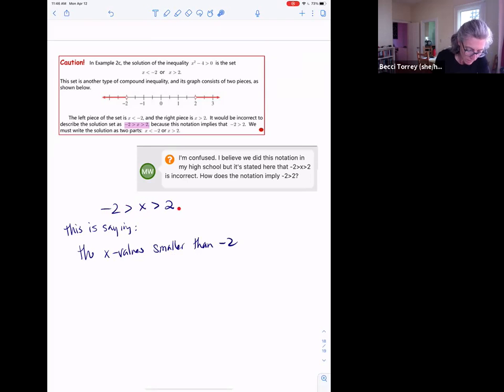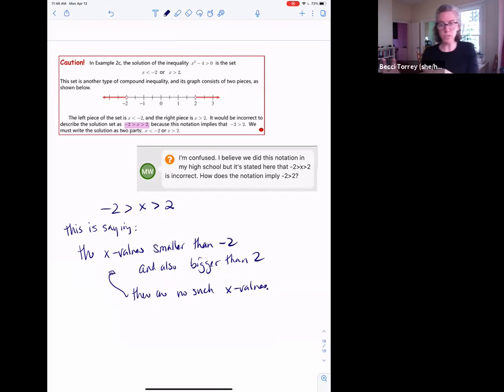So this is saying x is bigger than 2, smaller than minus 2, and also bigger than 2. But there are no such x values. You can't be both bigger than 2 and at the same time less than minus 2. It's not possible. You'd have to be both positive and negative at the same time. It's crazy. You can't do that. So there are no such x values. So it's just like that inequality just doesn't make any sense.